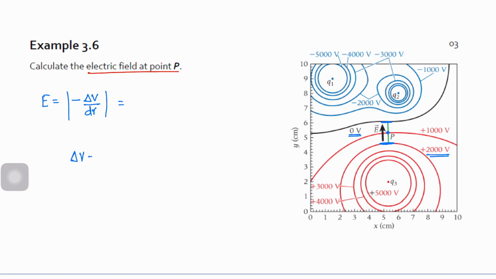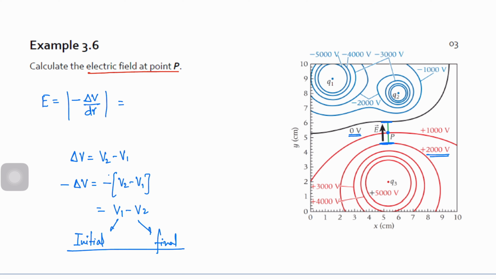Generally, what we say, delta V is V2 minus V1. If you say negative delta V, then what will happen? Negative V2 minus V1, then it will become V1 minus V2. So it will become initial minus final. Clear? So from where you are starting from? You are starting from 2000. So can I say 2000 minus 0, divided by what is the distance? That is the smart point you need to focus on.